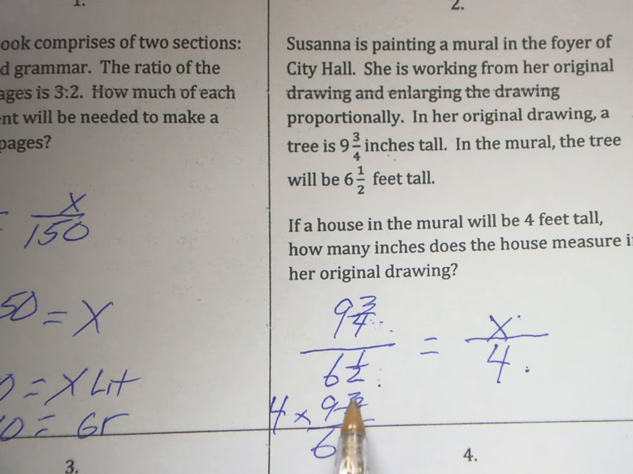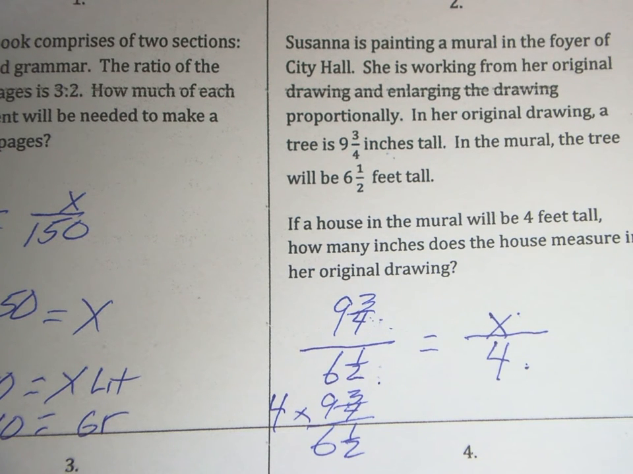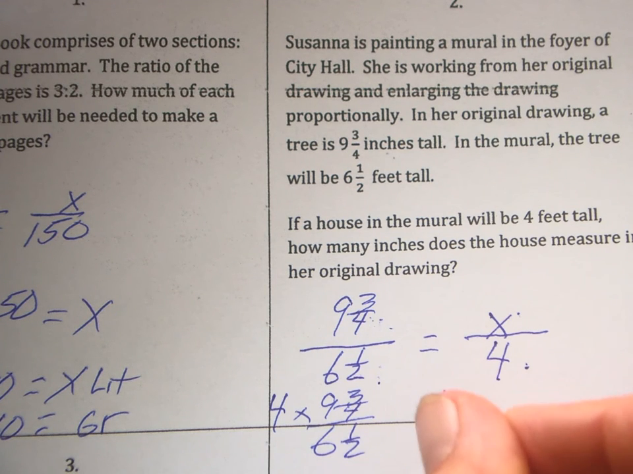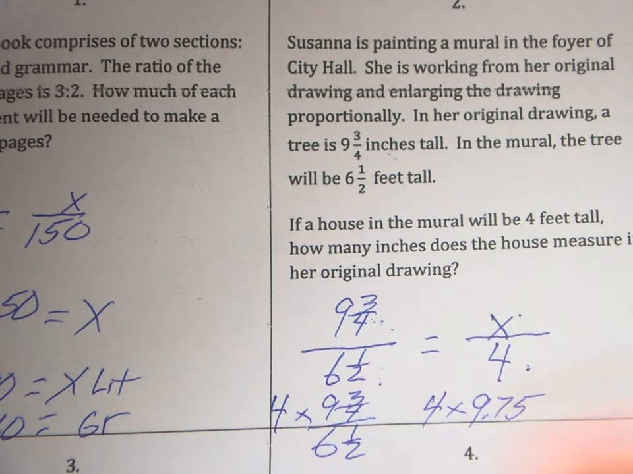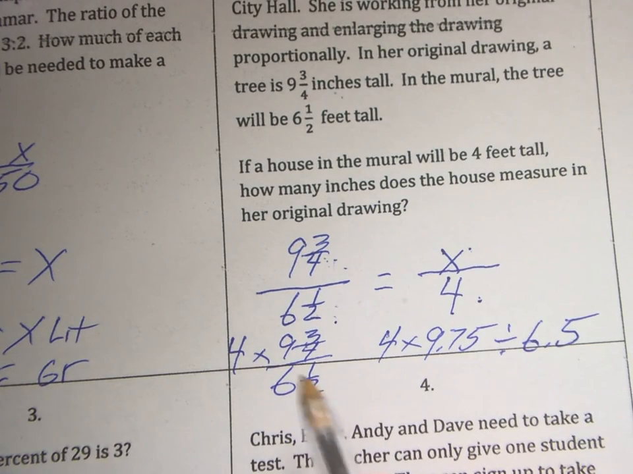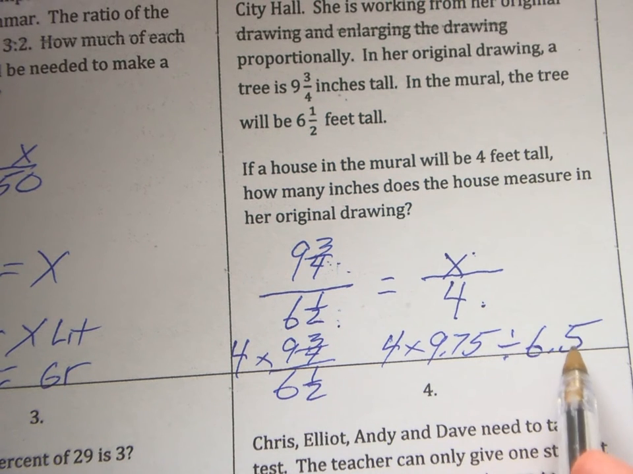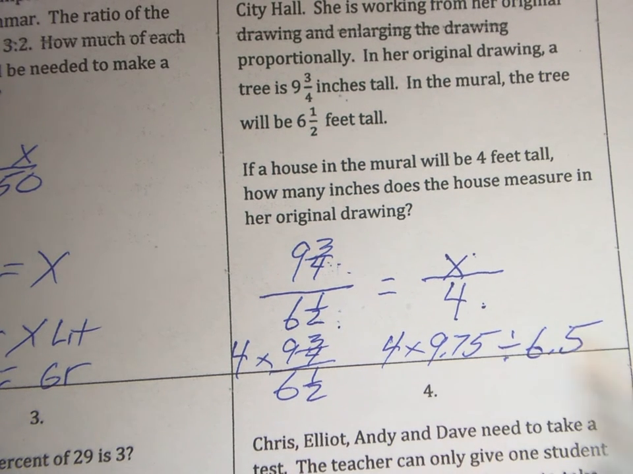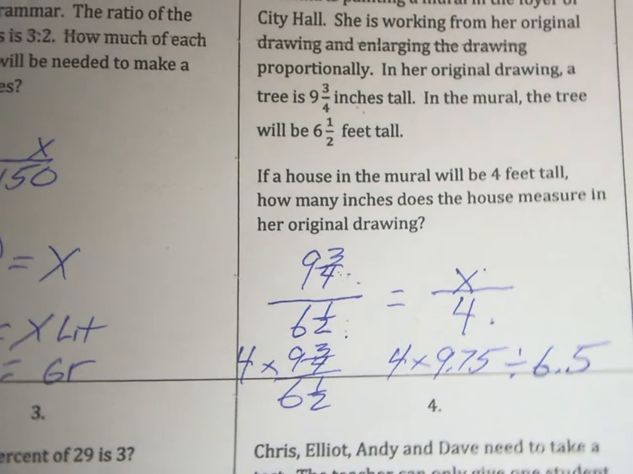Well, you could just put 3 divided by 4 to convert 3/4. But you know what 3/4 is. How much is 3/4? 75 cents, right? So this is 4 times 9.75, and then you're going to divide by 6.5. Because for 1/2, you could put that in your calculator, but 1 divided by 2 is 0.5. So you got this. Try this and see what it comes up with on a calculator.